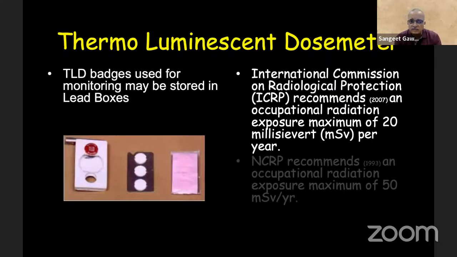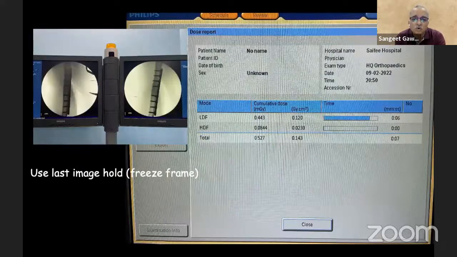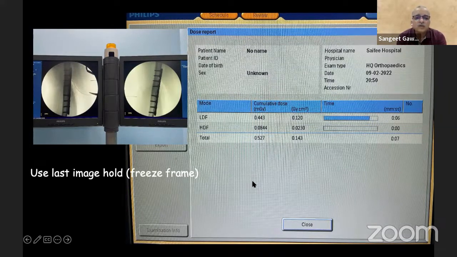The dosimeters or the TLD badges which are used to monitor may be stored in lead boxes. The International Commission on Radiological Protection recommends an occupational exposure limit of 12 millisieverts per year. These recommendations are old, and usually it takes a longer time for the badge to be given to the source, and then you get back the report. The best way is looking at your dose reports at the end of each surgery and trying to reduce as much as possible the dose as well as the exposure time.